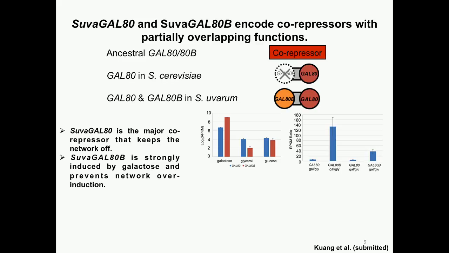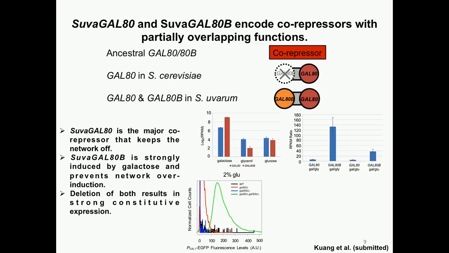So if we remove both GAL80s from uvarum, both GAL80 and GAL80B, perhaps not surprisingly, we get a constitutive expression phenotype. And so this is a reporter gene for GAL1, that enzyme, and this is just showing that if we knock out either gene by itself, we get maybe a little bit of induction, especially with the GAL80 mutation, but if we knock out both co-repressors, we get a whopping increase in gene expression.